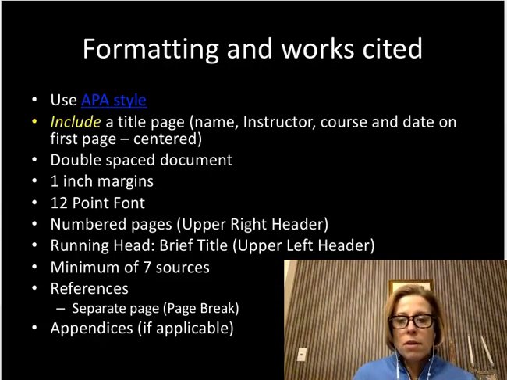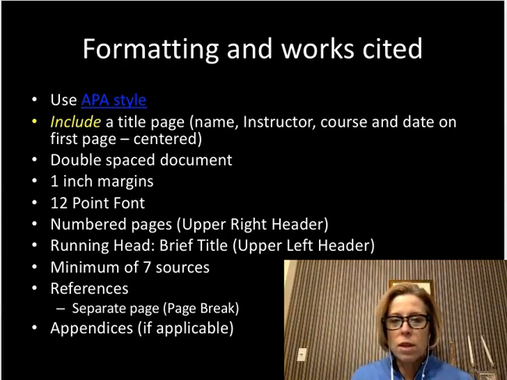Just as another reminder, we've seen this in other weeks, but I include it here so you have a reference. You don't have to click back to find it. You're using your APA style. You're including the title page, which should have your name, my name, the course, EDU 5120, Action Research, the date, all should be first page and centered on that title page. Double space your document, 1-inch margins, 12-point font, numbered pages in your upper right header.